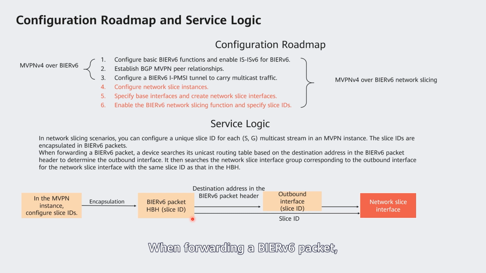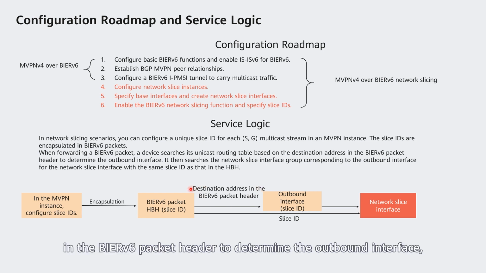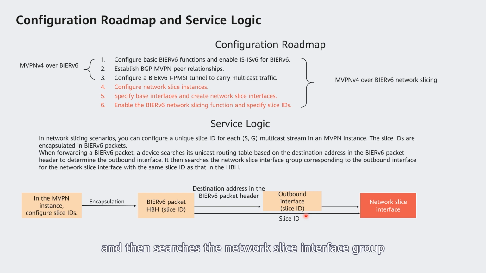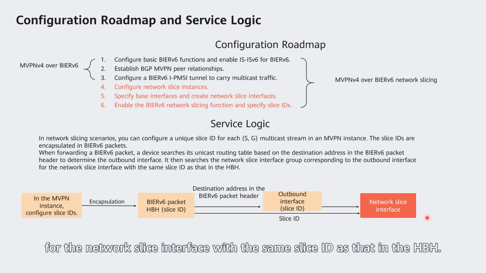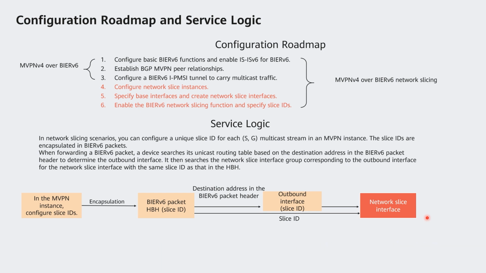When forwarding a BIERv6 packet, a device searches its unicast routing table based on the destination address in the BIERv6 packet header to determine the outbound interface, and then searches the network slice interface group corresponding to the outbound interface for the network slice interface with the same slice ID as that in the HBH.